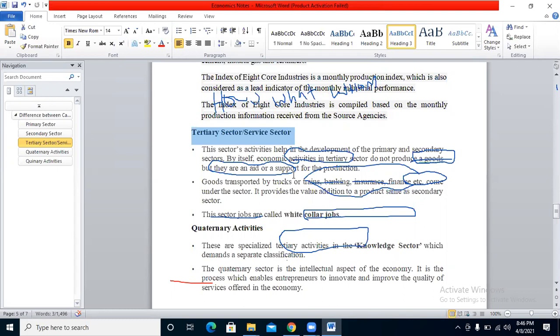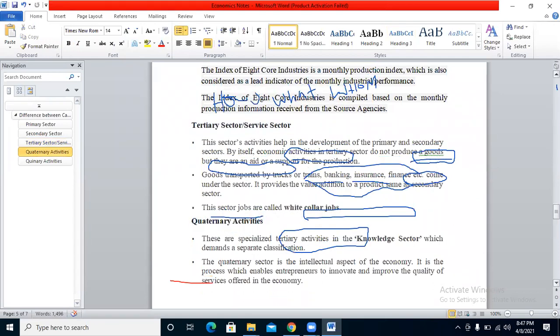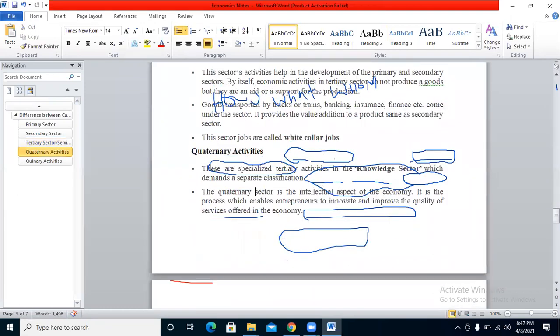So goods transportation by trucks or trains, banking, insurance, finance, these come under the service sector. Those people who are engaged in service sector work are called white collar jobs. And next is the quaternary activities. These are a few concepts of the economic sectors. The tertiary activity, the service sector, has been divided into two parts, quaternary or quinary activities.